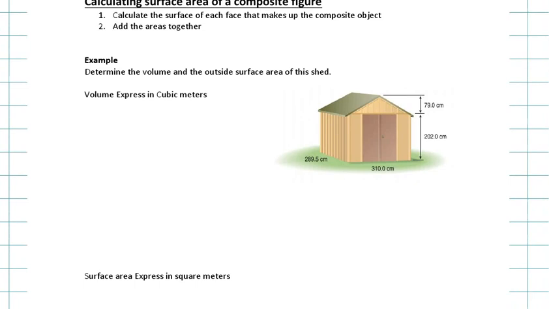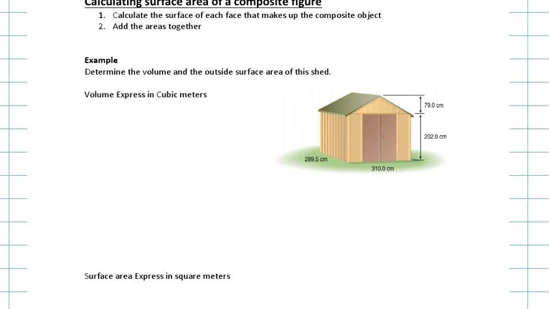It has different figures in it. It does have a rectangle. It does have a parallelogram. It does have a triangle, right? It has different forms, different shapes. Now, the first question is asking you to determine the volume and the outside surface area of this shed. And they want you to find the volume in cubic meters.